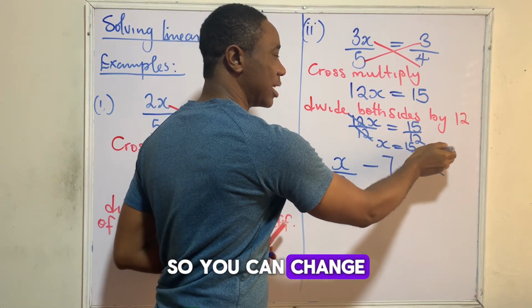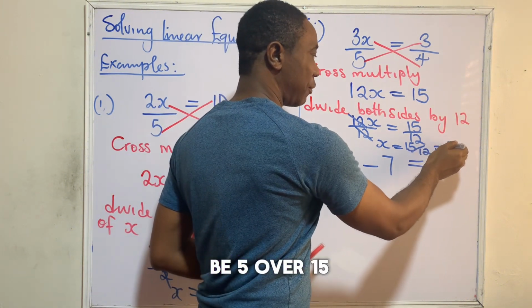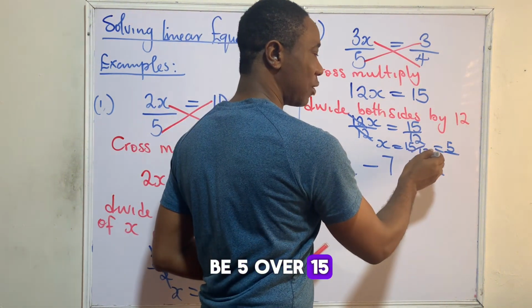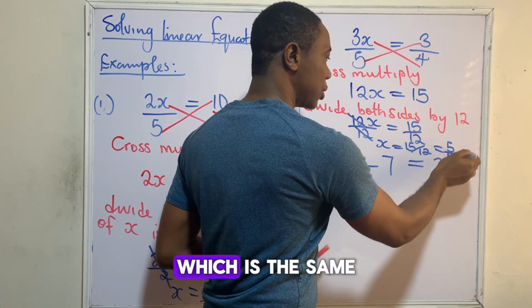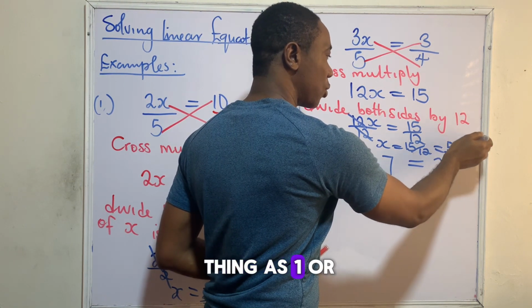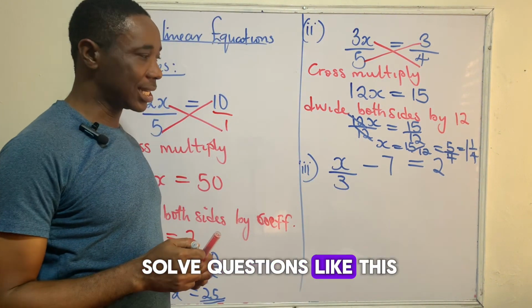12. So you can change this to a mixed number. So 15 over 12 is the same thing as 5 over 4, which is the same thing as 1 and 1 over 4. So that's how we solve questions like this.